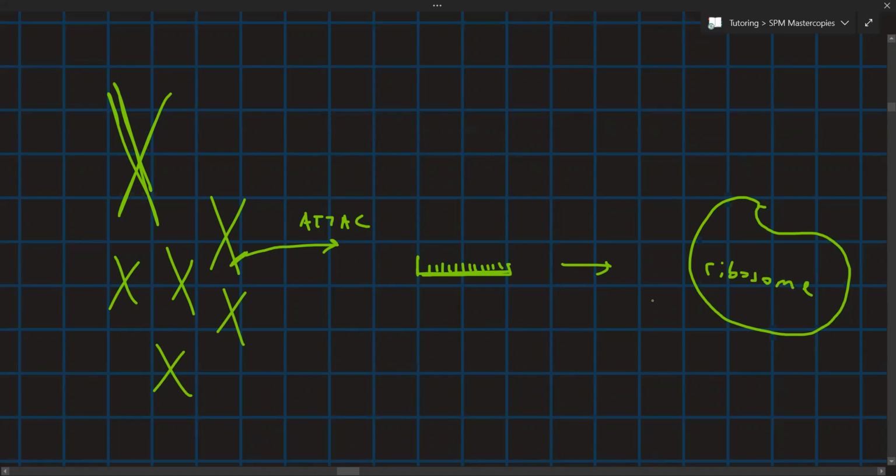Now this is all extremely simplified. This process over here is called transcription. And this process over here is called translation. It's all extremely simplified, but this is just the gist of it. Let's say we take a small part of our genetic material, we copy its information, and we send it to a ribosome.